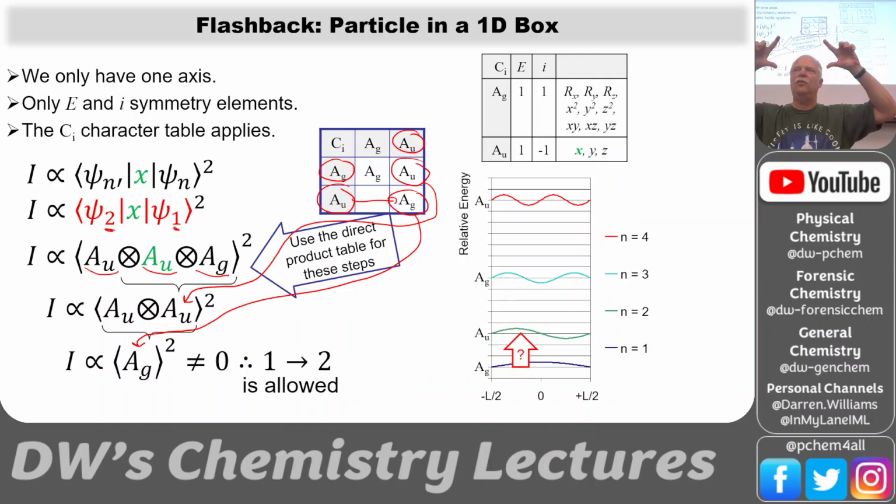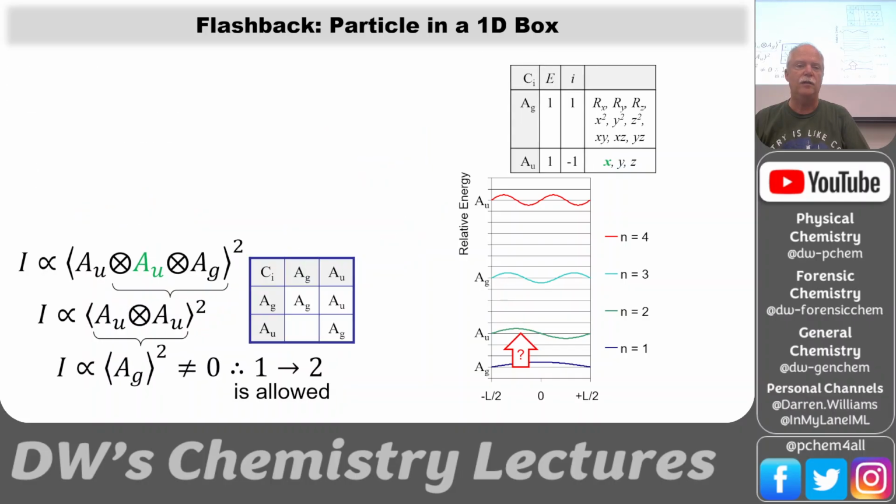We have the integral, that's what Dirac notation says, integral over all space of a function that has top row symmetry. So that's non-zero. Okay. Therefore, the 1 to 2 transition is allowed. So this is, again, just a review. We've done this before, but it's just good to put it here because we're going to do some more complicated ones. Okay, so let's flashback.